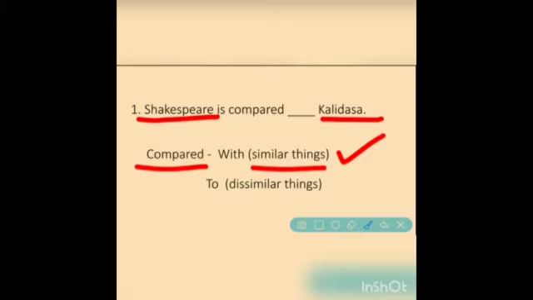Let me give you an example for to. Life is compared to a battle. Here I am comparing life to a battle. Life and battle are dissimilar things. That is why I am using to here, not with. I hope it's clear. Now let's move forward.